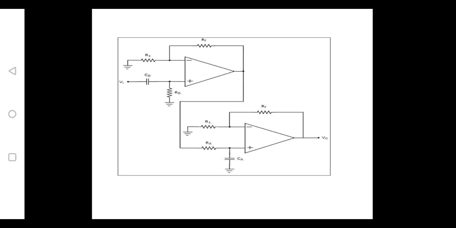The high pass filter output should be given as the input for the low pass filter. The output of such a filter is called a band pass filter. So in the case of a band pass filter, the high pass filter is passed through the low pass filter, which gives band pass.